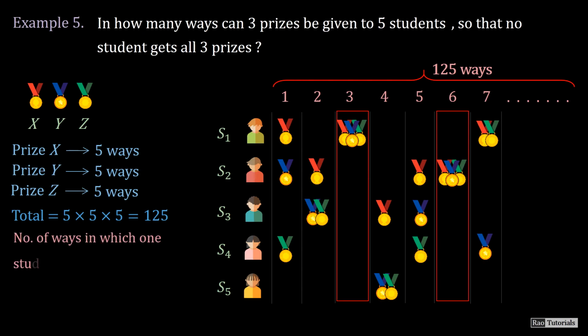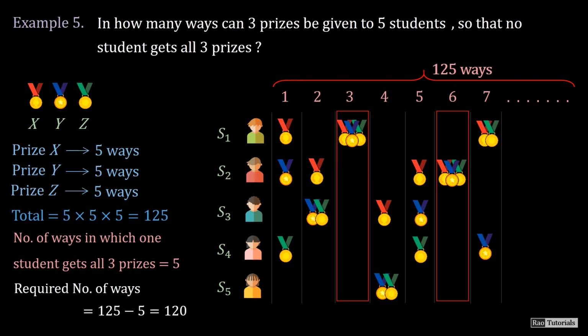So number of ways in which one student gets all the prizes is 5. And excluding these 5 ways from the total 125 ways of distribution, we have 120 ways in which no student gets all the prizes.